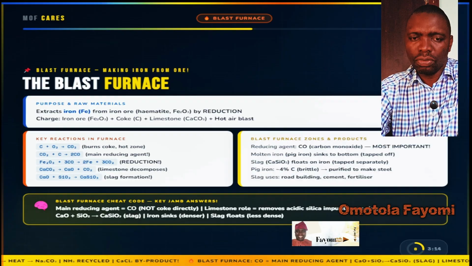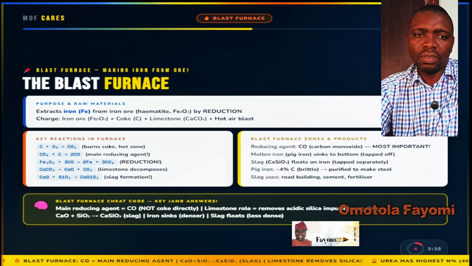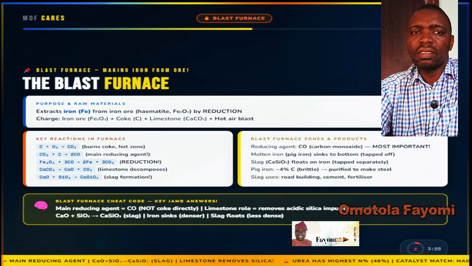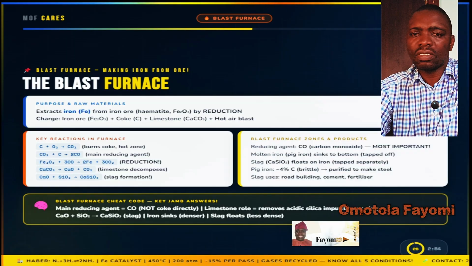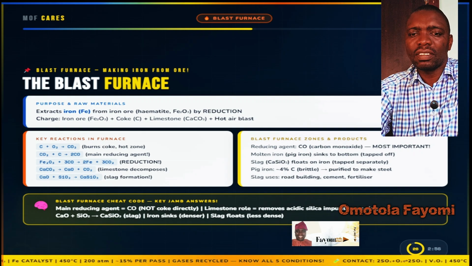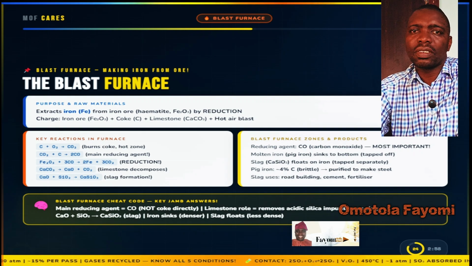The iron produced, pig iron, contains about 4% carbon impurity, which makes it brittle. This is further processed in a basic oxygen furnace to make steel by reducing the carbon content.